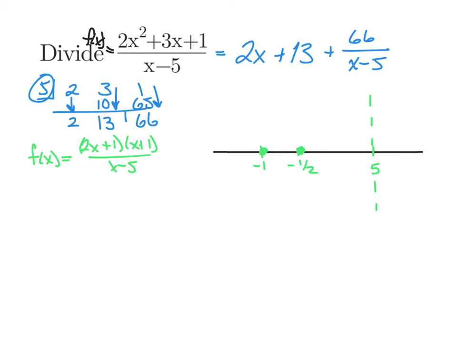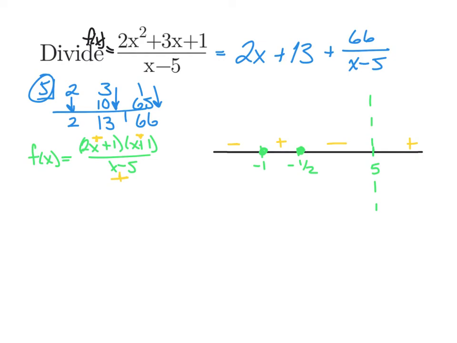We can go ahead and do the sign chart, testing each interval. So if I pick something extraordinarily negative, 2x plus 1 would be negative, x plus 1 would be negative, and x minus 5 would be negative. As we pass over -1, x plus 1 changes sign, so the entire fraction changes sign. As we pass over -1/2, 2x plus 1 changes sign, so the entire fraction changes sign. And as we pass over 5, x minus 5 changes sign, and so our entire fraction changes sign.